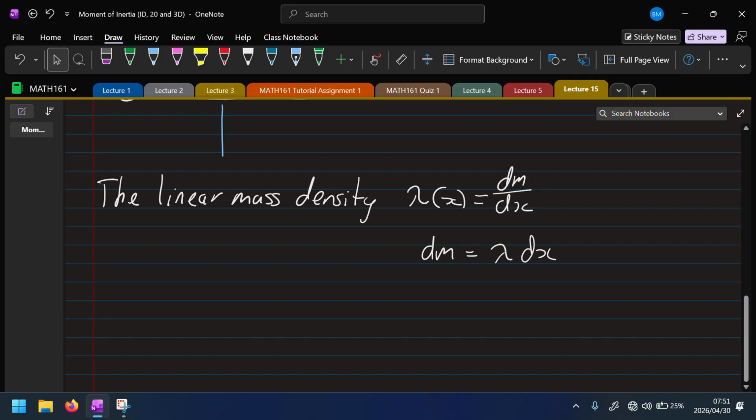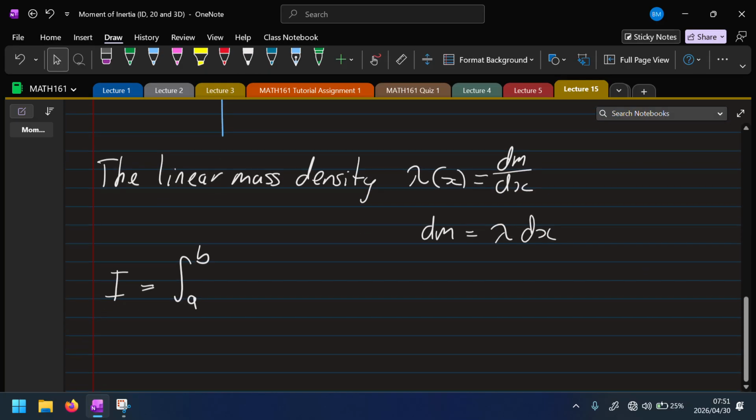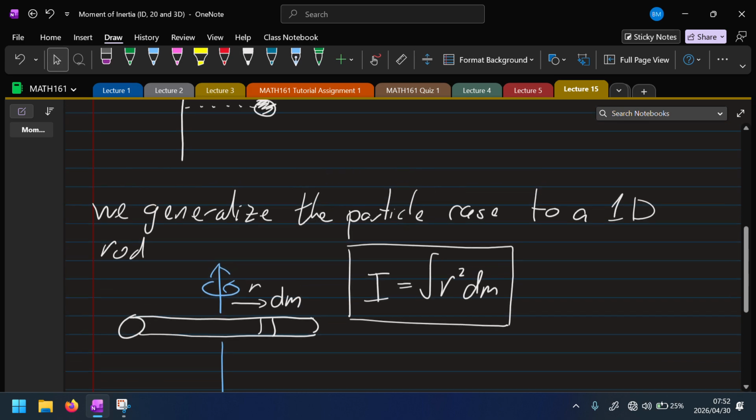So in one dimension, we can write this as I is equal to the integral from a to b, so the start of the rod to the end of the rod. Then we still have this r squared, because it's orbiting around. And then instead of dm, we have this lambda of x dx. Again, this whole bit here is our dm from the original formula. Any questions so far? All good.